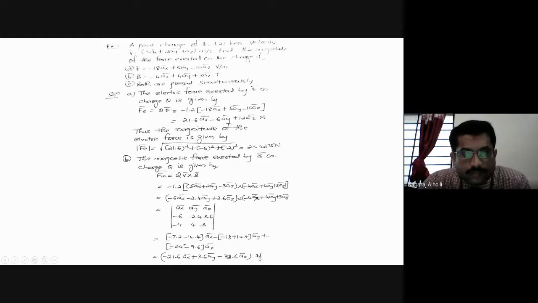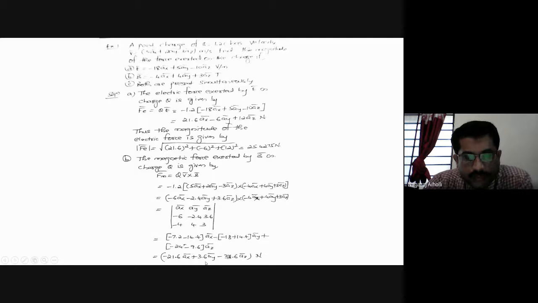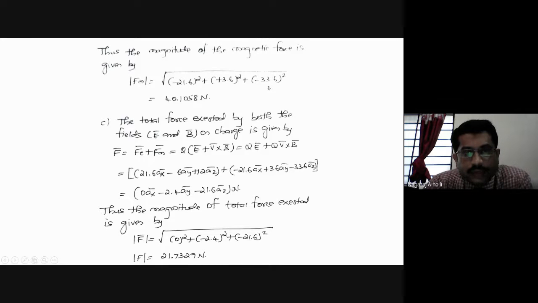Okay. Everyone noted down up till this step, students? Yes, sir. Right. Then we have to find the magnitude of this magnetic force Fm. That's the absolute value. It is given by square root of minus 21.6 square plus 3.6 square minus 33.6 square, that is under the square root. Square the terms and then sum them. That we will get as 40.1058 newtons. Just cross verify your answers. 40.1058 Newton will be the magnitude of the magnetic force Fm.